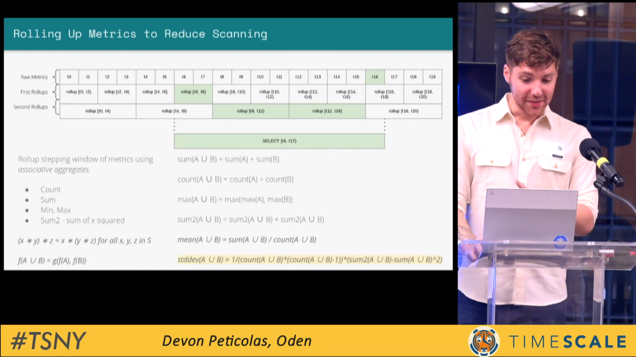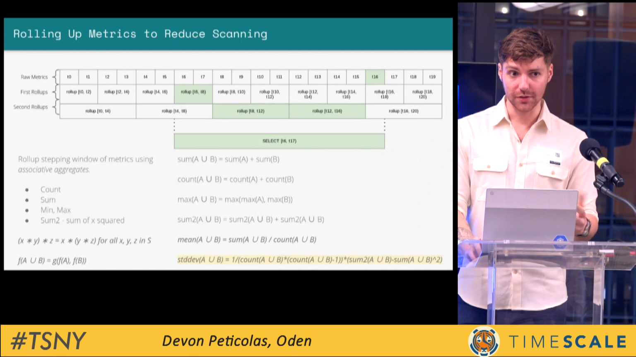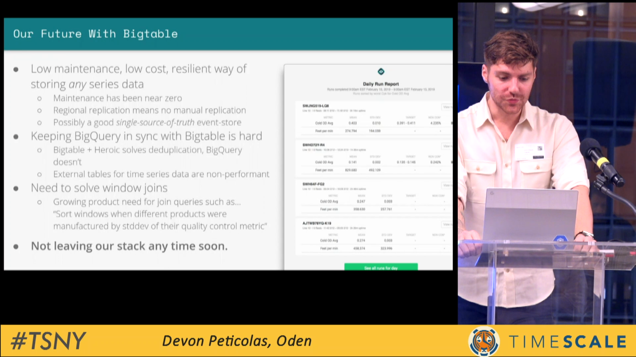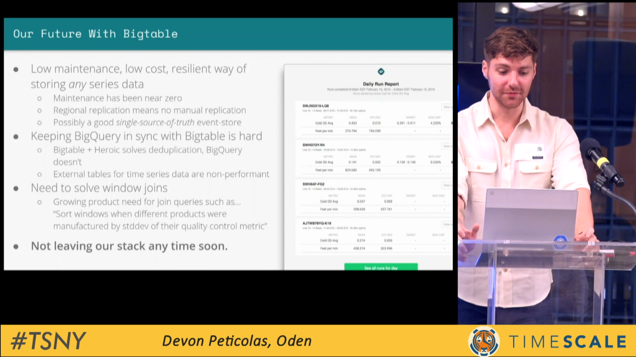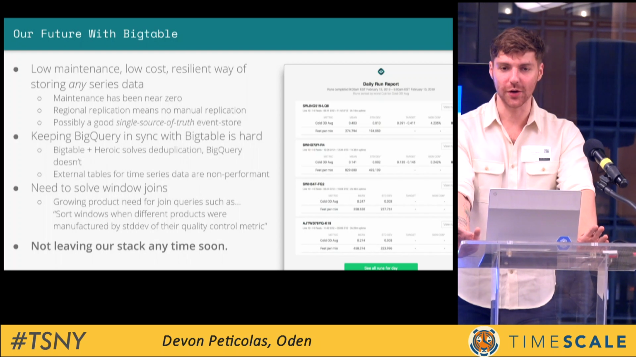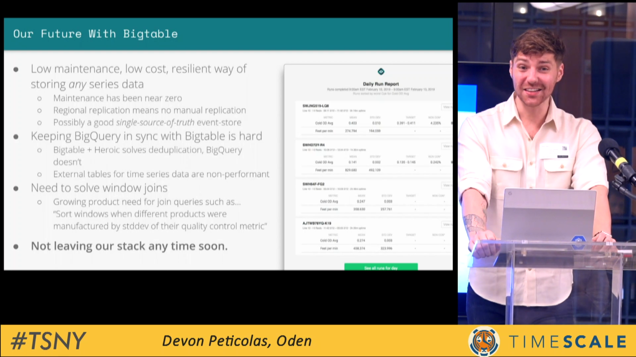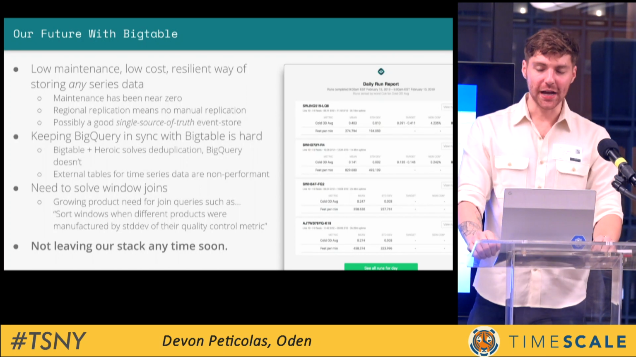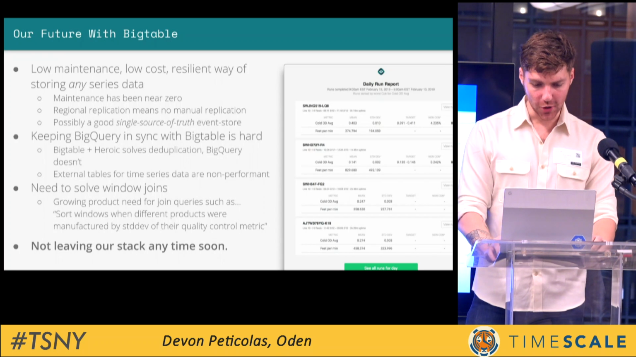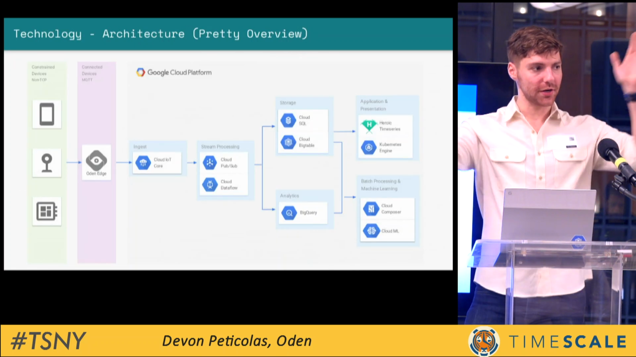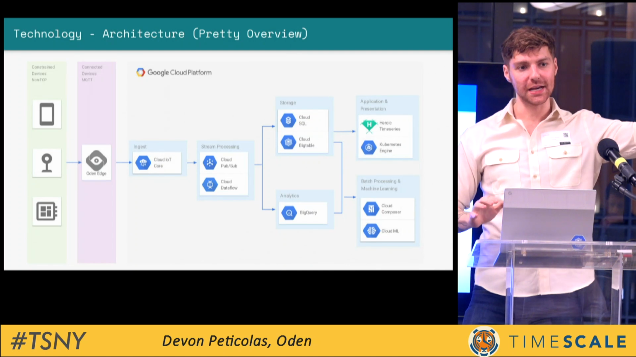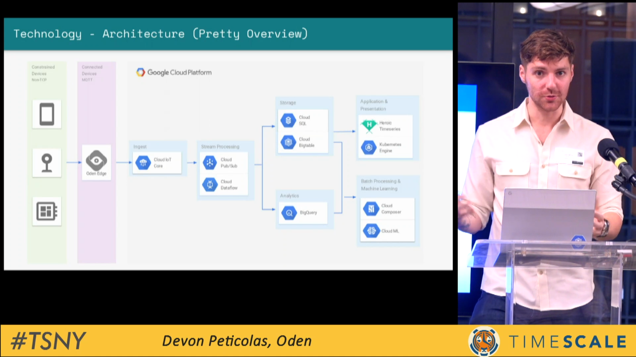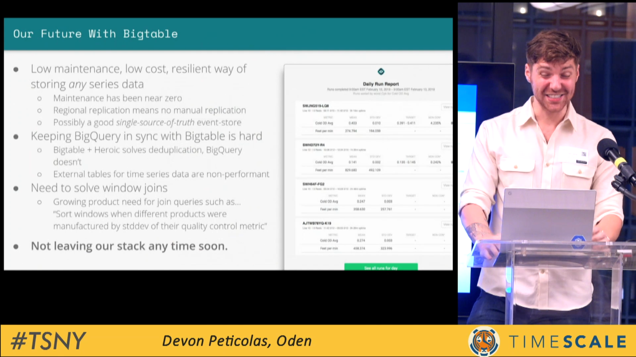So yeah, that's how we've been using Bigtable pretty heavily via Heroic. And to talk a little bit about what our future is. Bigtable for us has been a low maintenance, low cost, resilient way of storing time series data. I think in the long term, it could be a way of storing any series data. There's a problem that we're trying to fix right now, which is, if we go back to this slide, that we fork between writing to BigQuery and writing to Bigtable. And that ultimately creates inconsistencies between those two data stores. And I'd like to resolve those.